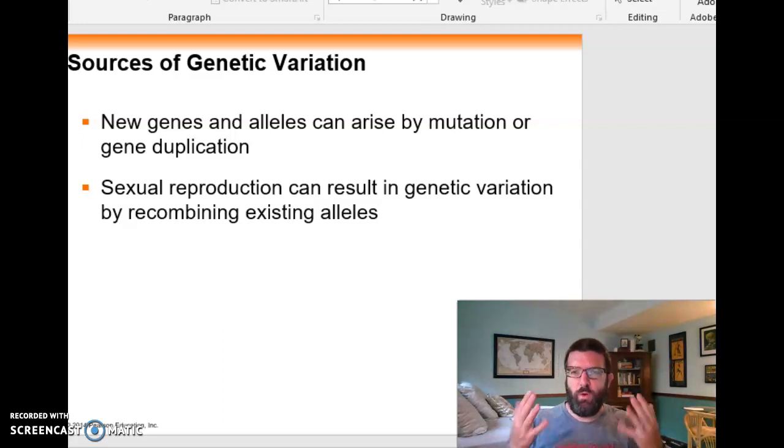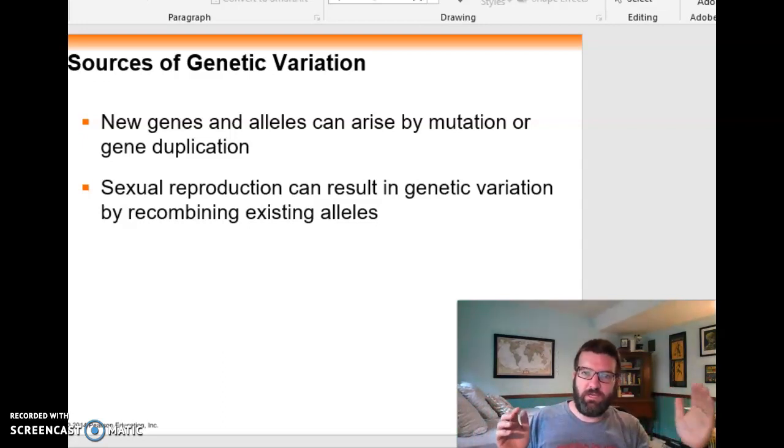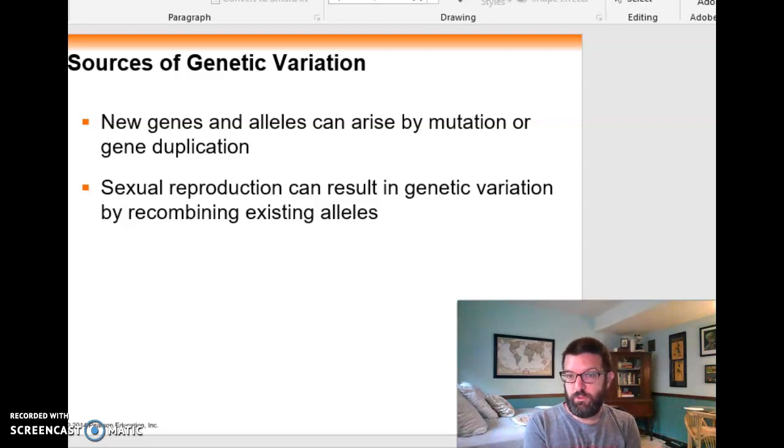We have 23 different pairs of chromosomes. For every one of your chromosomes, you have one chromosome that essentially came from your mother and one chromosome that came from your father. And then those separate during meiosis. If you remember Bio 131, we discussed that. And just because one particular gamete ends up getting your mom's chromosome 1, that doesn't mean that it's also going to get your mom's chromosome 2. It could get your dad's chromosome 2. Who knows? 50-50 chance every time. So that creates a fair amount of variation.